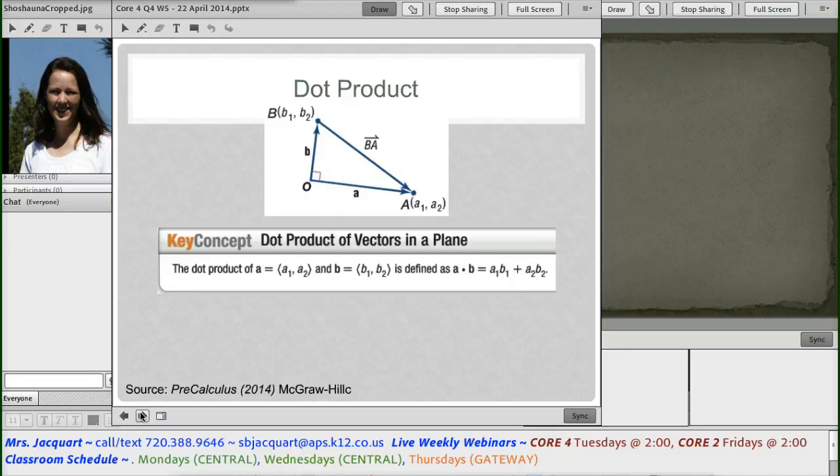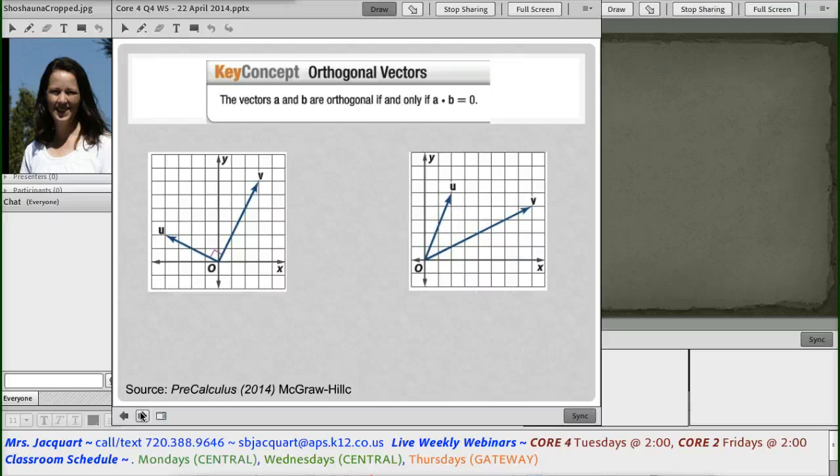Push pause and read this, and otherwise I'm going to be doing the math around it for the dot product. If we find the dot product and we happen to get 0, then we know that the two vectors are perpendicular, and not otherwise.